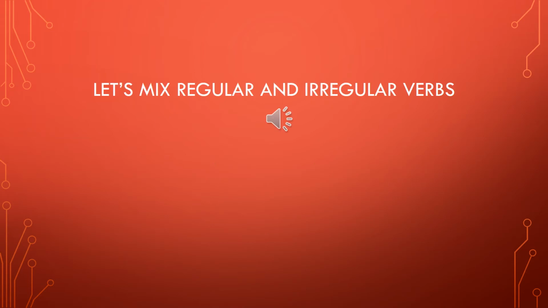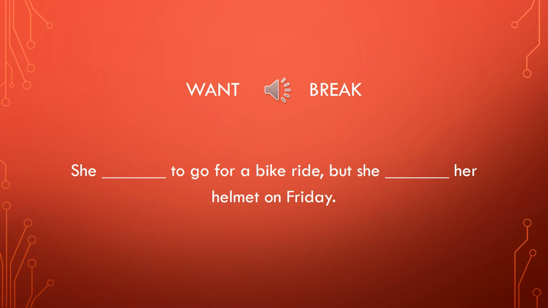Now let's do some sentences where we have a mix of regular and irregular verbs. In this sentence, we are going to use the verbs want and break. Here's your sentence. She blank to go for a bike ride, but blank her helmet on Friday. In this sentence, want becomes wanted because it is a regular past tense verb. Break becomes broke. It is an irregular past tense verb, and the vowel changes from A to O.